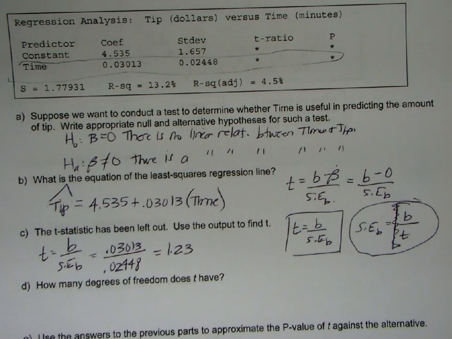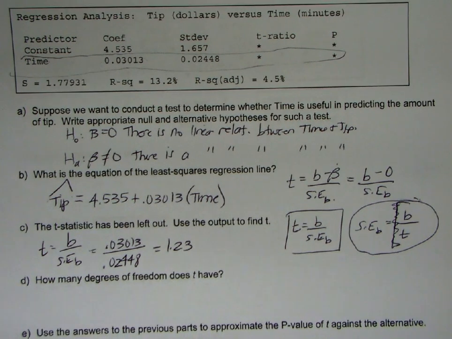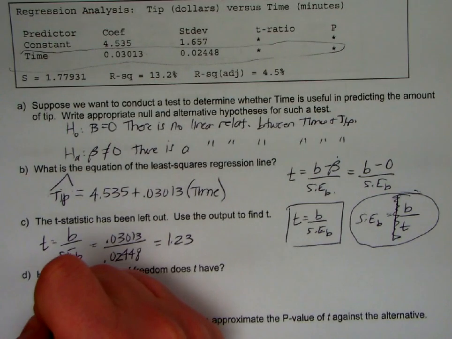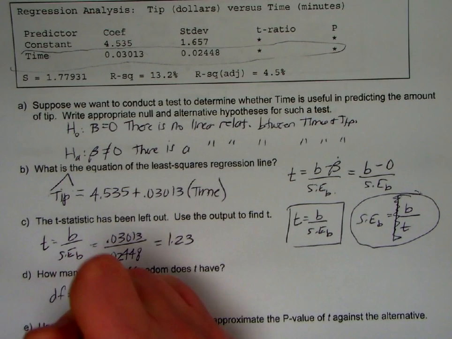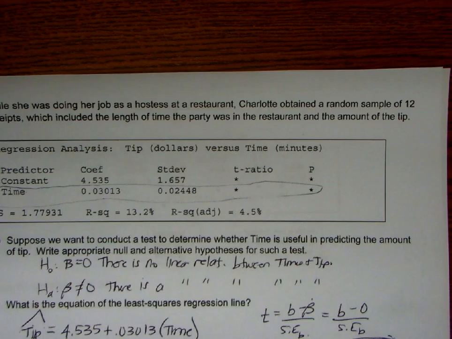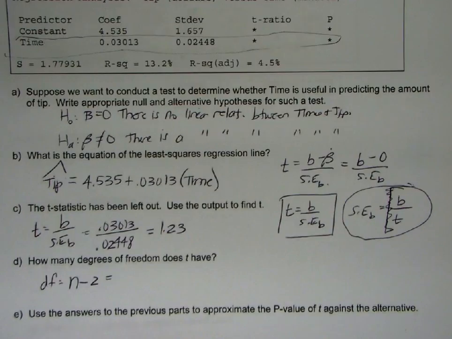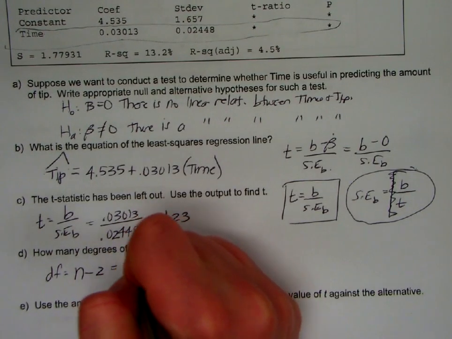Okay, how many degrees of freedom? Well, yesterday we learned that because it's two variables, it's actually n minus 2. So I've got to go up here and look. They did 12 receipts, so 12 minus 2 is 10.